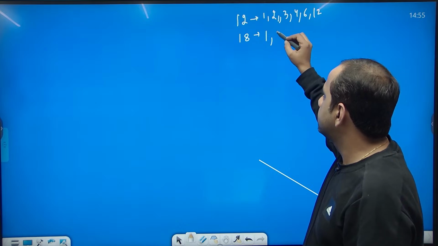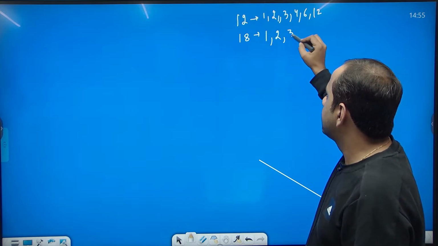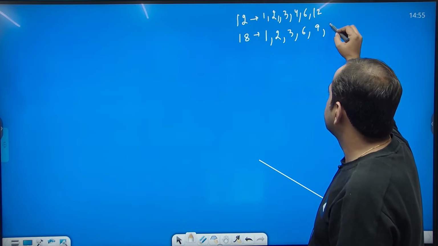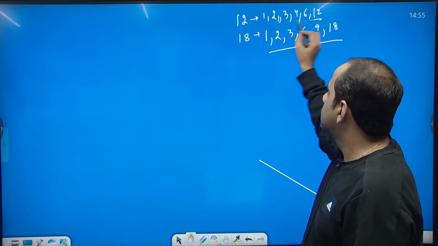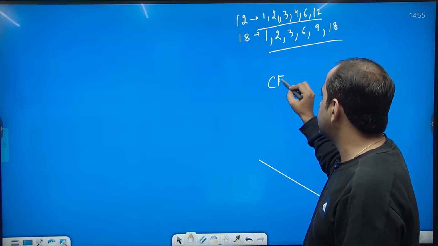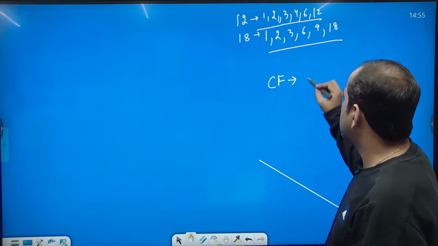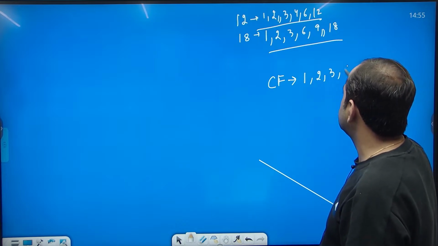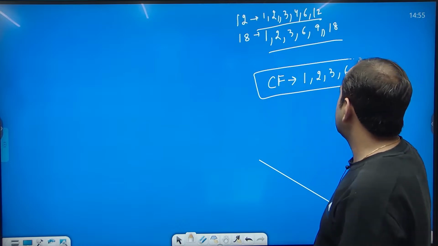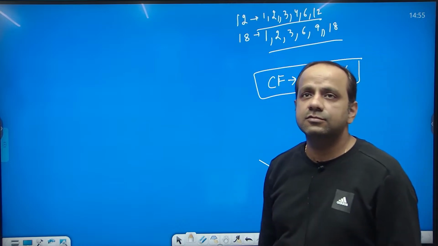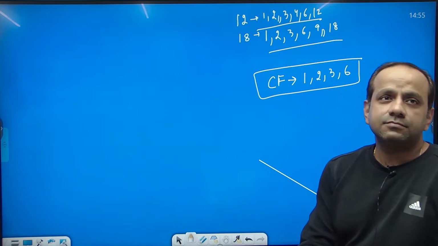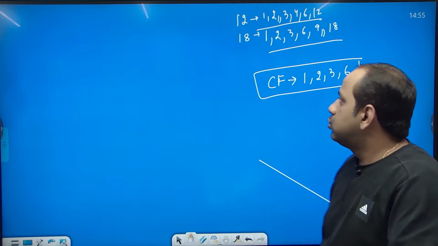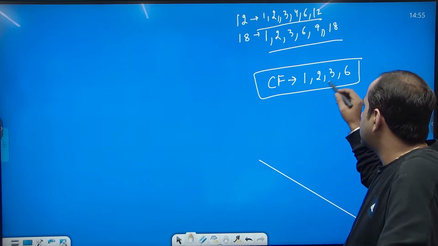Factors of 18? 1, 3, 6, 9. Okay. So if I say what are the common factors? 1 is a common factor, 2 is a common factor, 3 is a common factor, 6 is a common factor. So these are the 4 common factors here. Common factors are 1, 2, 3, 6.